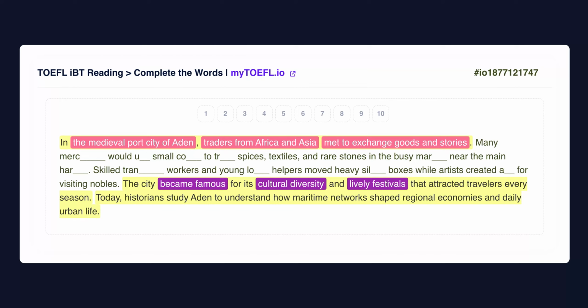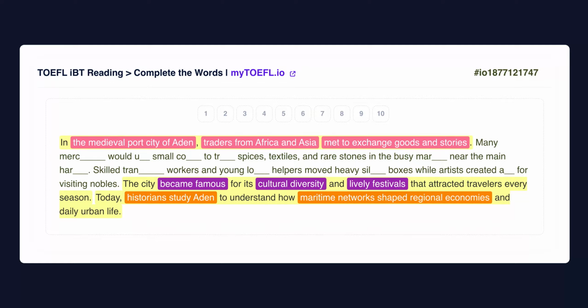This concluding sentence brings us to the present day. It explains the significance of Aden by telling us that historians study Aden. And why do they study it? To understand how maritime networks shaped regional economies. This connects the specific story of Aden to a bigger academic concept. It confirms that the entire paragraph is about trade, economy, and city life in a historical port. Now that we have the full context, we are ready to go back and fill in those blanks.